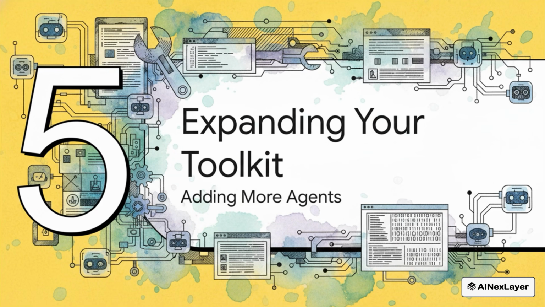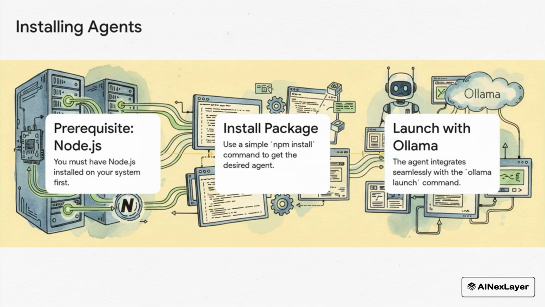So, what if you want to use an agent that isn't installed by default? No problem at all. You can easily add more of these incredible tools to your local environment. For agents like Droid or Codex, there's just one prerequisite. You'll need to have Node.js installed. From there, it's just a simple npm install command to grab the agent's package. Once that's installed, you can launch it using the exact same Ollama commands we just covered. It all integrates seamlessly. It's really slick.